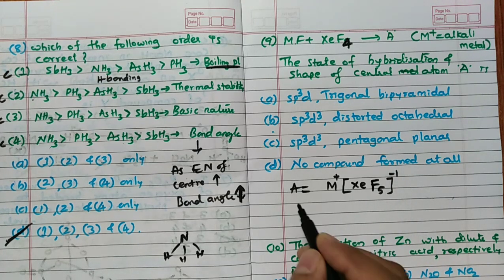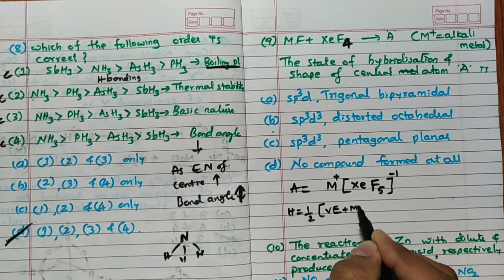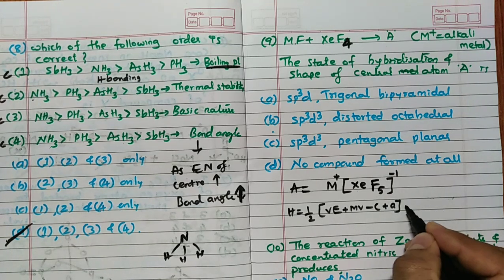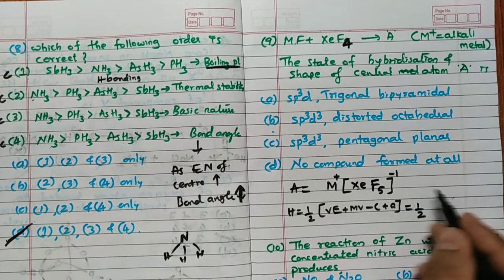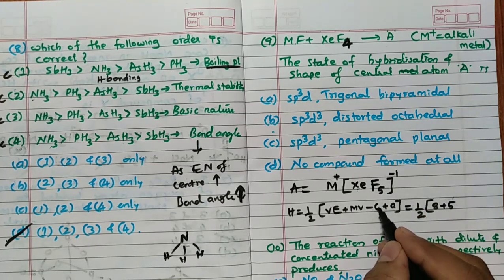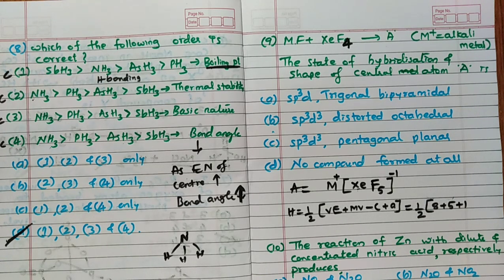Now you calculate hybridization of Xe. Hybridization is equal to half into valence electrons plus monovalent atoms minus cationic charge plus anionic charge. Correct? So it is half into valence electrons of xenon is 8 because noble gas, 8 plus monovalent is 5, 8 plus 5, 13. Cationic charge is not there, plus anionic charge, which is minus 1, so plus 1 you have to add. So 8 plus 1, 9 plus 5, 14 divided by 2 is 7. 7 means hybridization is sp3d3. So this option and this option are left.